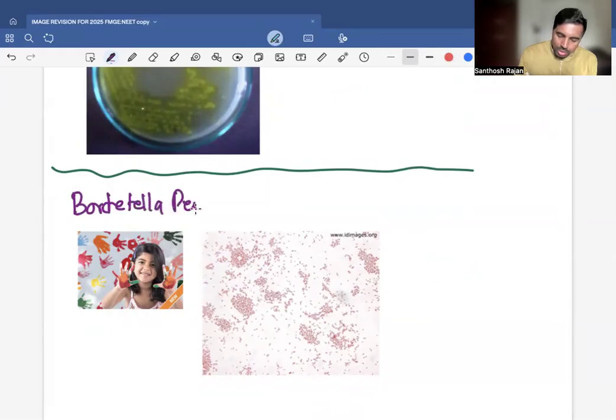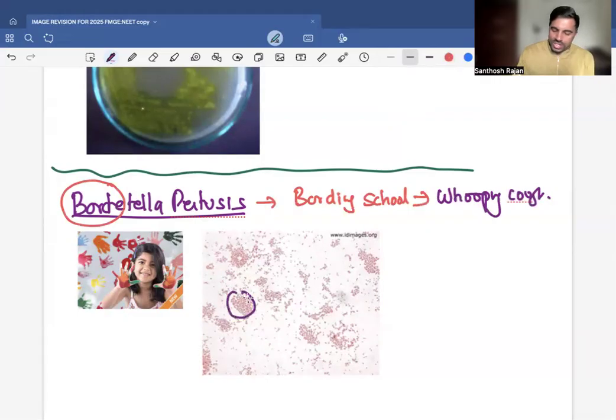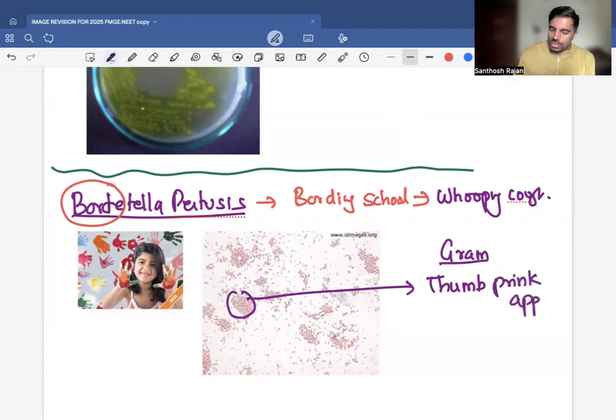Bordetella pertussis. So always remember pertussis. In boarding school kids, mainly, what they do when they get flu, in the boarding school, if the child gets it, they give lots of colors to paint. So basically, with the colors, what they do is thumbprint. In Gram stain, if you get thumbprint appearance, that's it. Thumbprint appearance. Okay, this is one question.